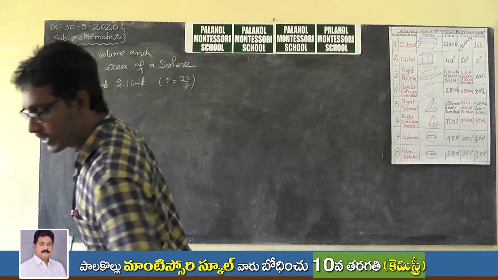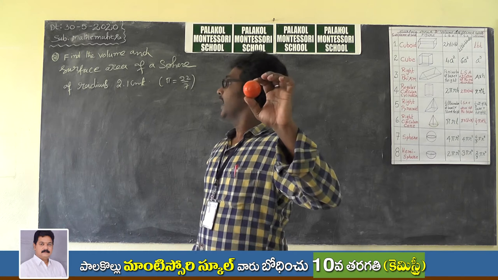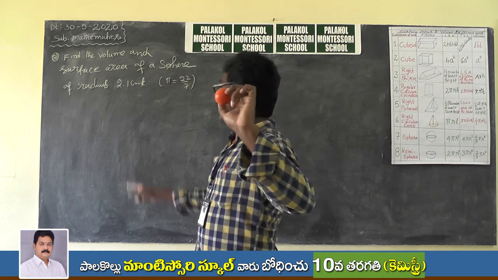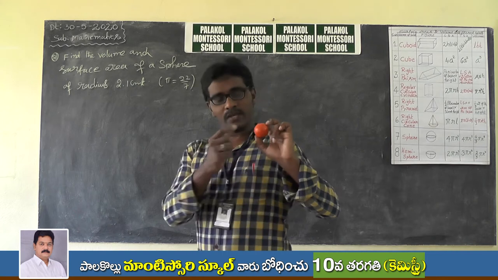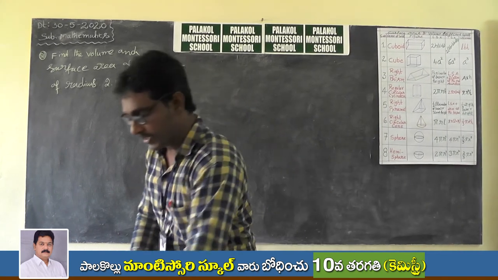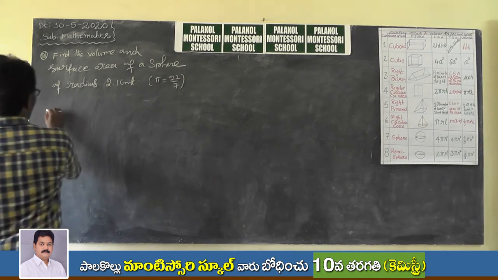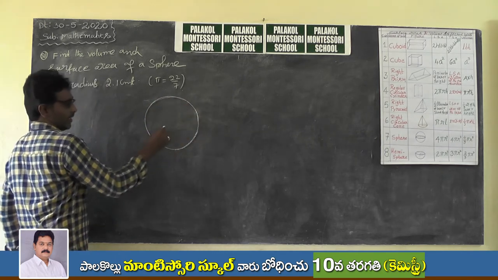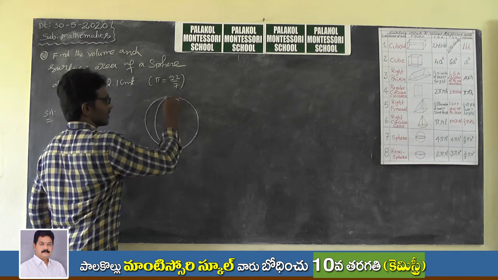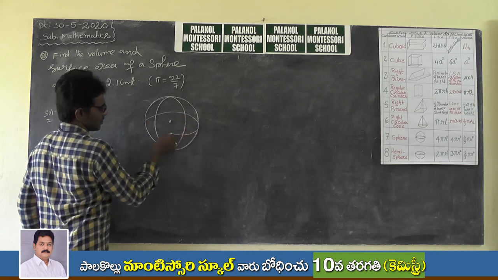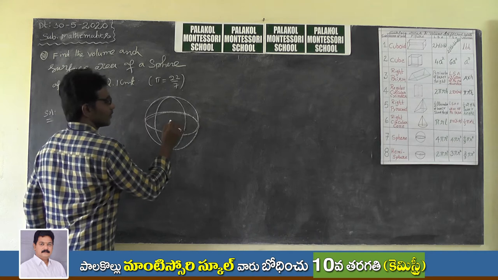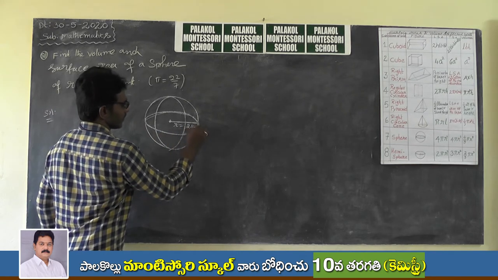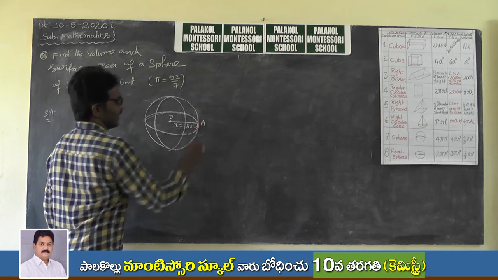So this is a sphere. In the sphere, what information is given? Only the radius is given. What is the value? 2.1 centimeters. Okay guys, I write the solution. First I draw the sphere. It's a circle; you draw the inner circle. Yes, it's like that. The sphere radius is R is equal to 2.1 centimeters. This is the center.